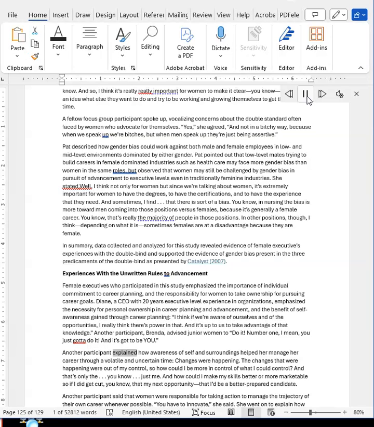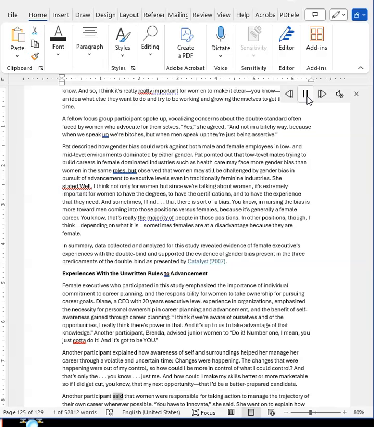Another participant explained how awareness of self and surroundings helped her manage her career through a volatile and uncertain time. "The changes that were happening were out of my control, so how could I be more in control of what I could control? And that's only just me. And how could I make my skills better or more marketable so if I did get cut, that my next opportunity, I'd be a better prepared candidate."